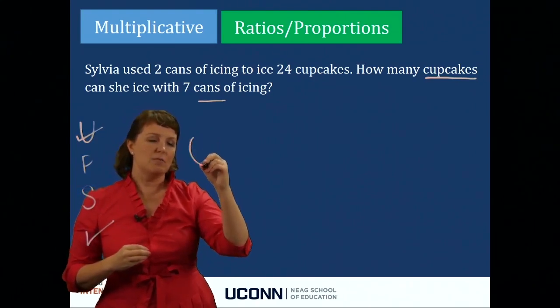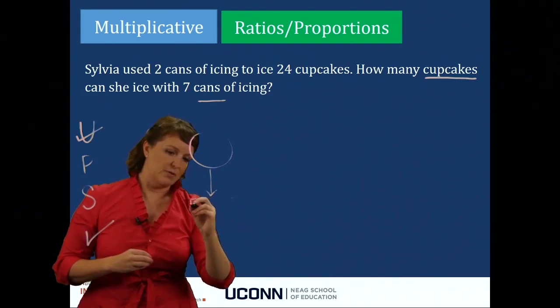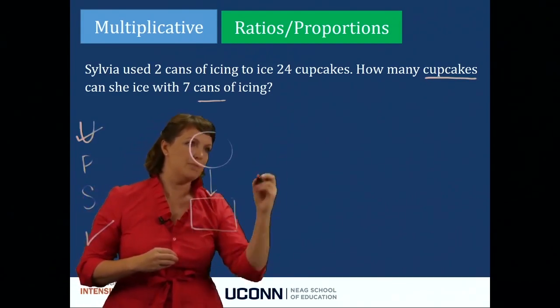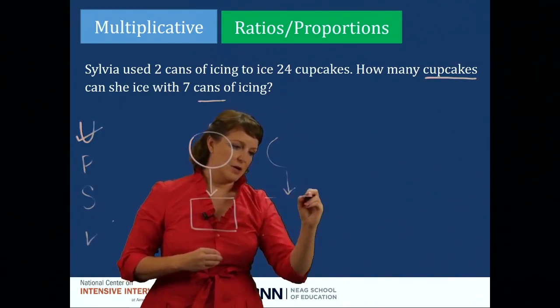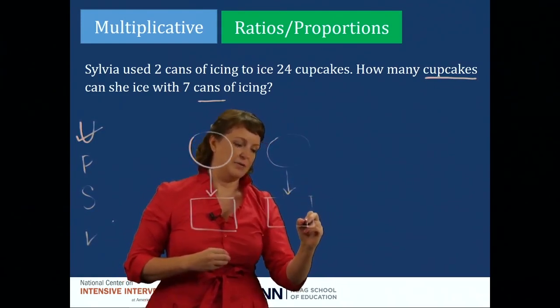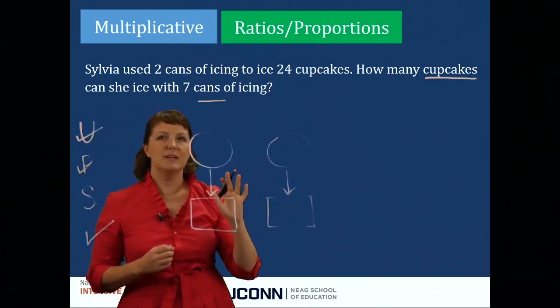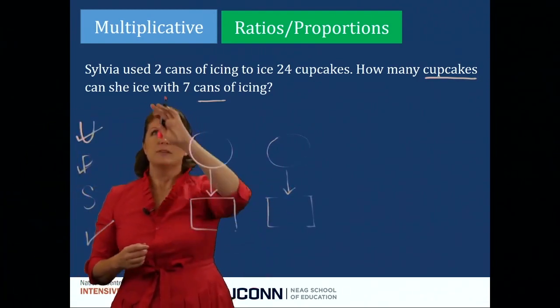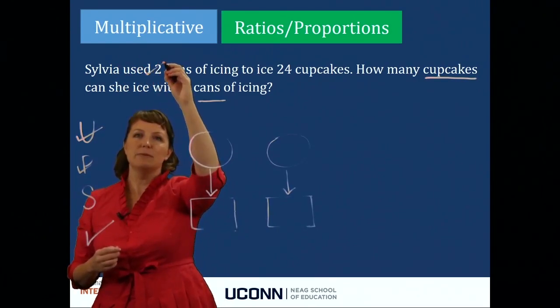And we'll use our ratios and proportions graphic organizer. This comes from Asha Jitendra and her research team. So here I'm just going to draw a circle, arrow, and a nice little rectangle there. And now I've got my plan, and I'm going to fill in this graphic organizer. So Sylvia used 2 cans of icing. So I'm going to check off 2 because it tells me about cans.